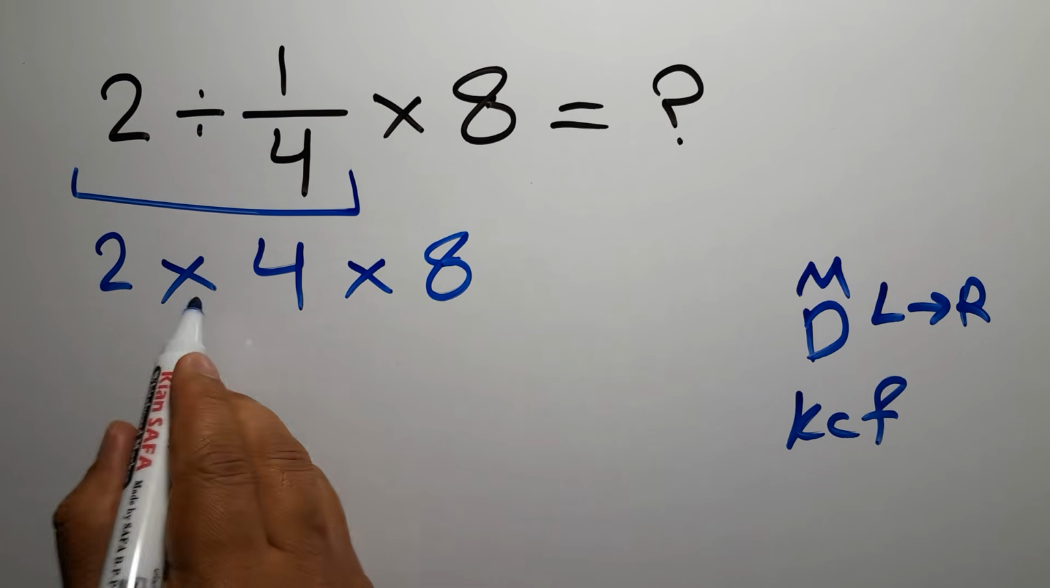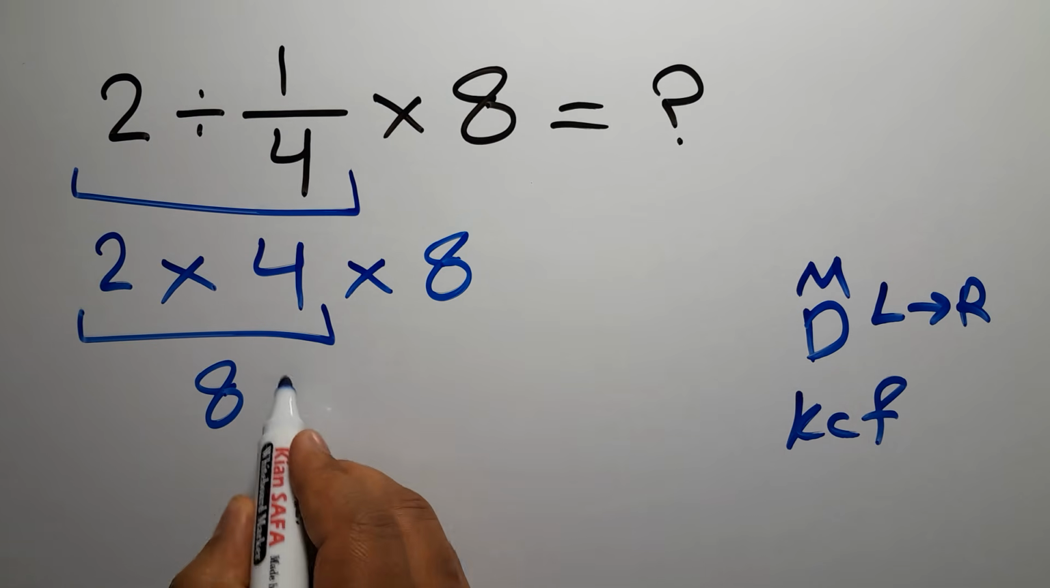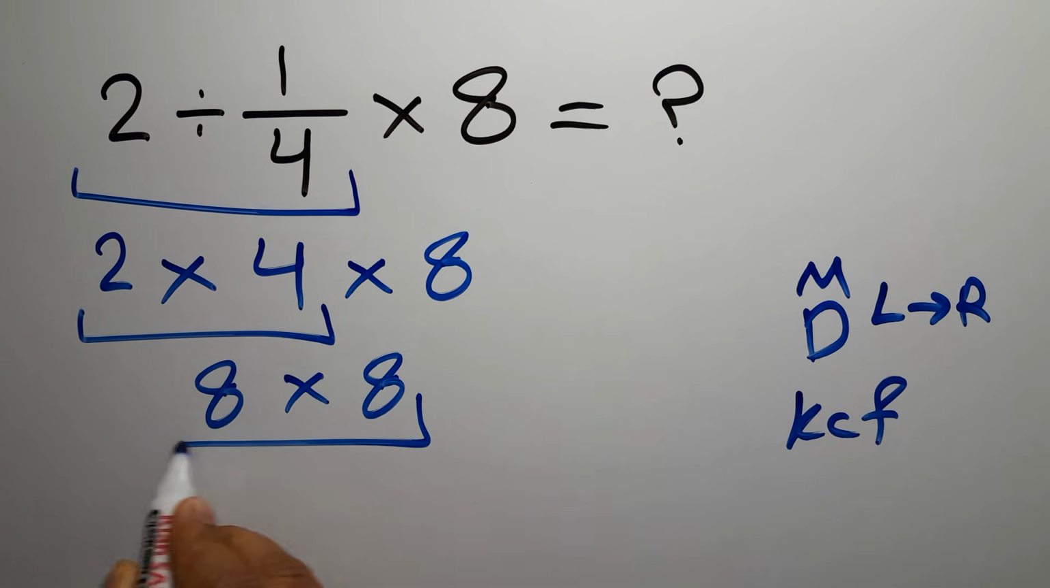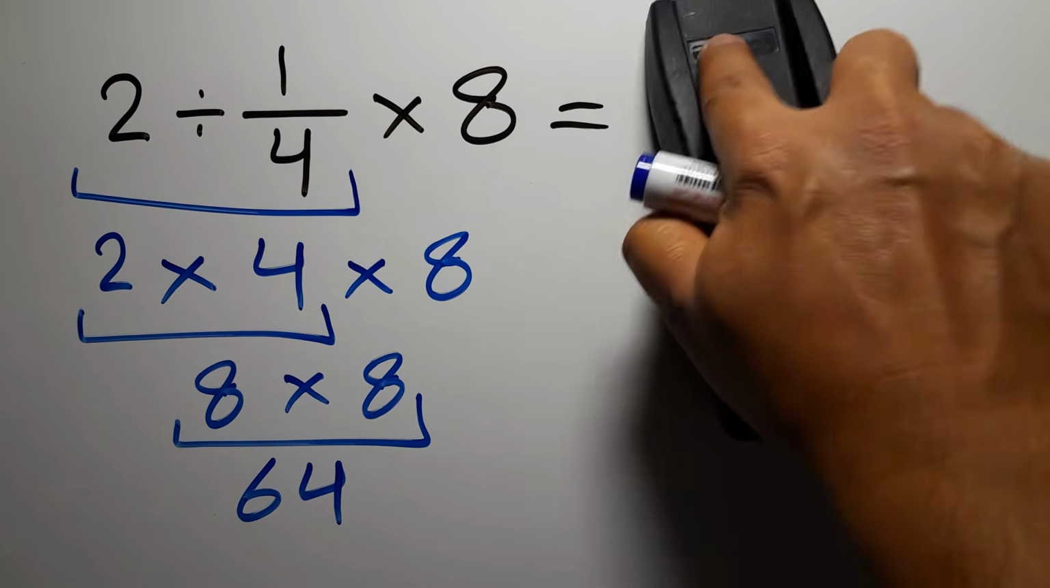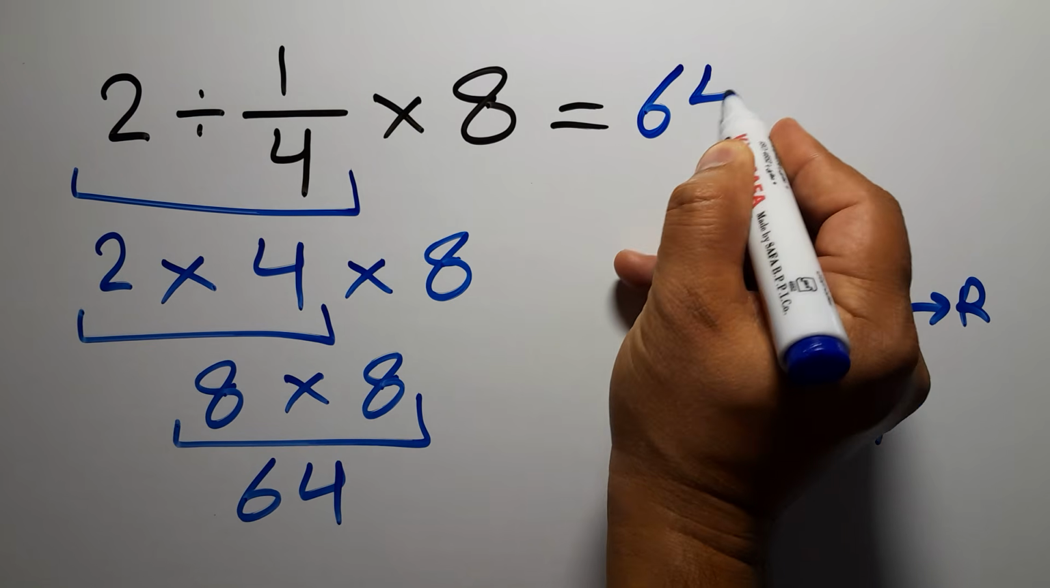Okay, now, 2 times 4 gives us 8, and 8 times 8 is just 64. And this is our final answer to this problem. The correct answer is 64.